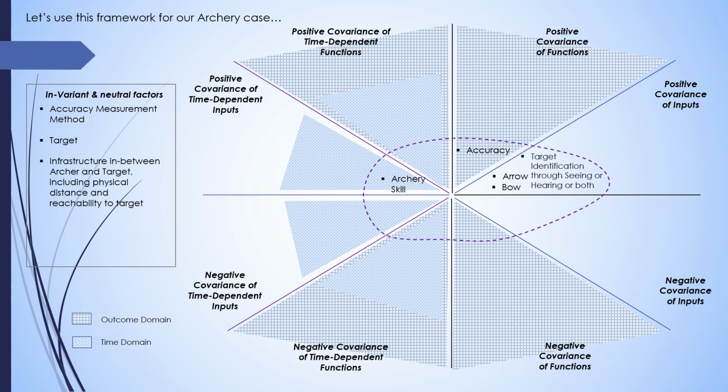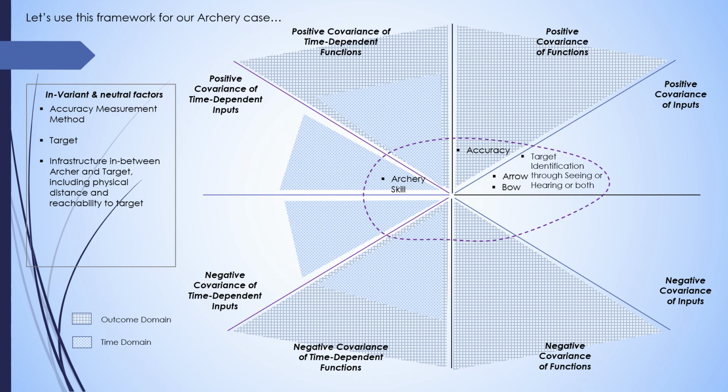Skill isn't static. It improves with time, effort, and focus. As skill increases over time, effectiveness increases too. This makes archery skill a perfect fit for the positive covariance of time-dependent inputs zone. Together, these inputs and outcomes, bow, arrow, target identification, skill, and accuracy, form a complete, stable snapshot of the scenario. We group them into a cluster, representing one coherent instance of how the system operates.